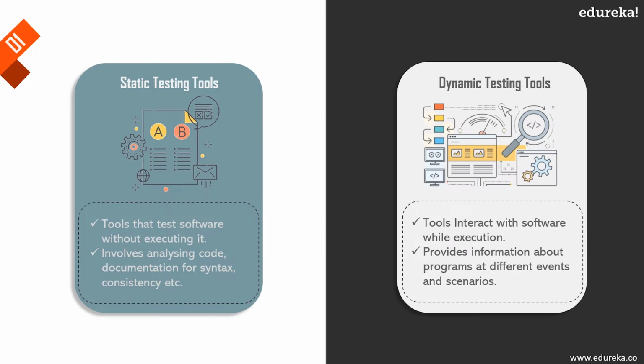Next up, we have dynamic testing tools. So as the name indicates, these tools interact with the software during execution and help the testers by providing useful information about the program at different levels. This information may include the number of times a particular statement is executed, whether or not all the branches of a decision point have been exercised, the minimum and maximum values of variables, and so on. So basically, these tools interact with the software during execution. Well, that's one way of categorizing software testing tools.